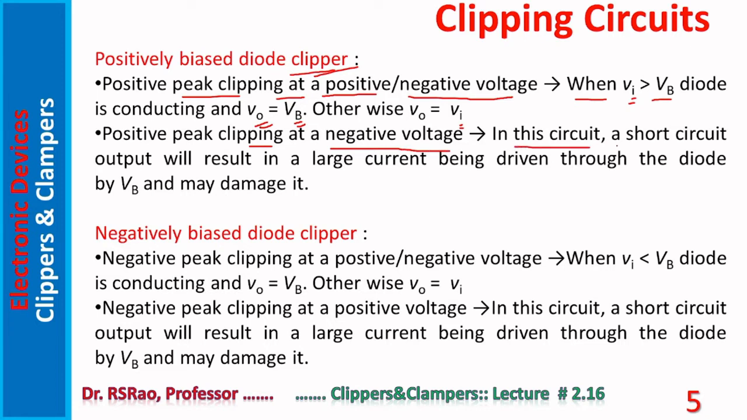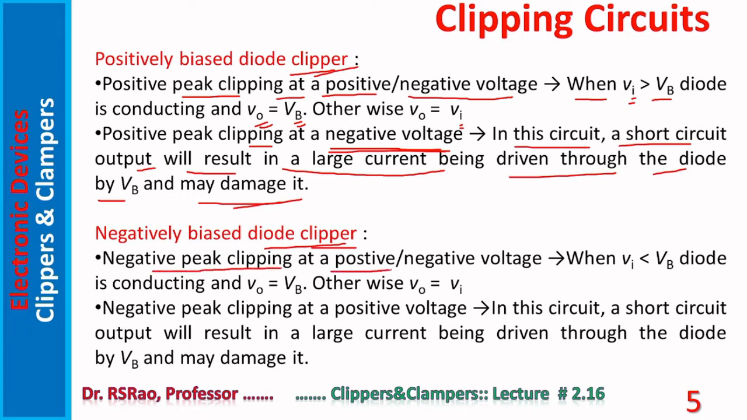Positive peak clipping at a negative voltage. In this circuit, a short circuit output will result in a large current being driven through the diode by Vb and may damage it. Here a point of caution is being given when we use positive peak clipping at negative voltage B, circuit B.